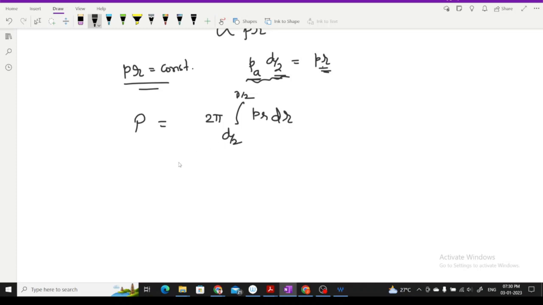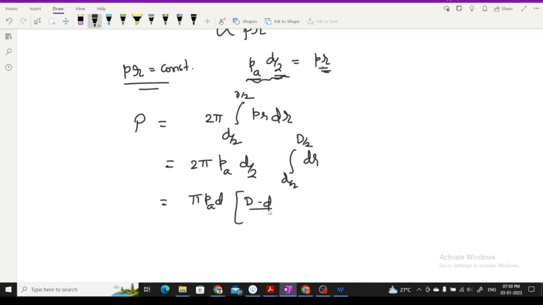Okay. So here we are going to replace this PR with Pa into d by 2, because now this Pa and d by 2 both are constant. So I am taking it out of the integration. So here your integration will be simple, right? This pi Pa d into this d by 2 minus d by 2 plus D minus d by 2. Correct? Is it okay?